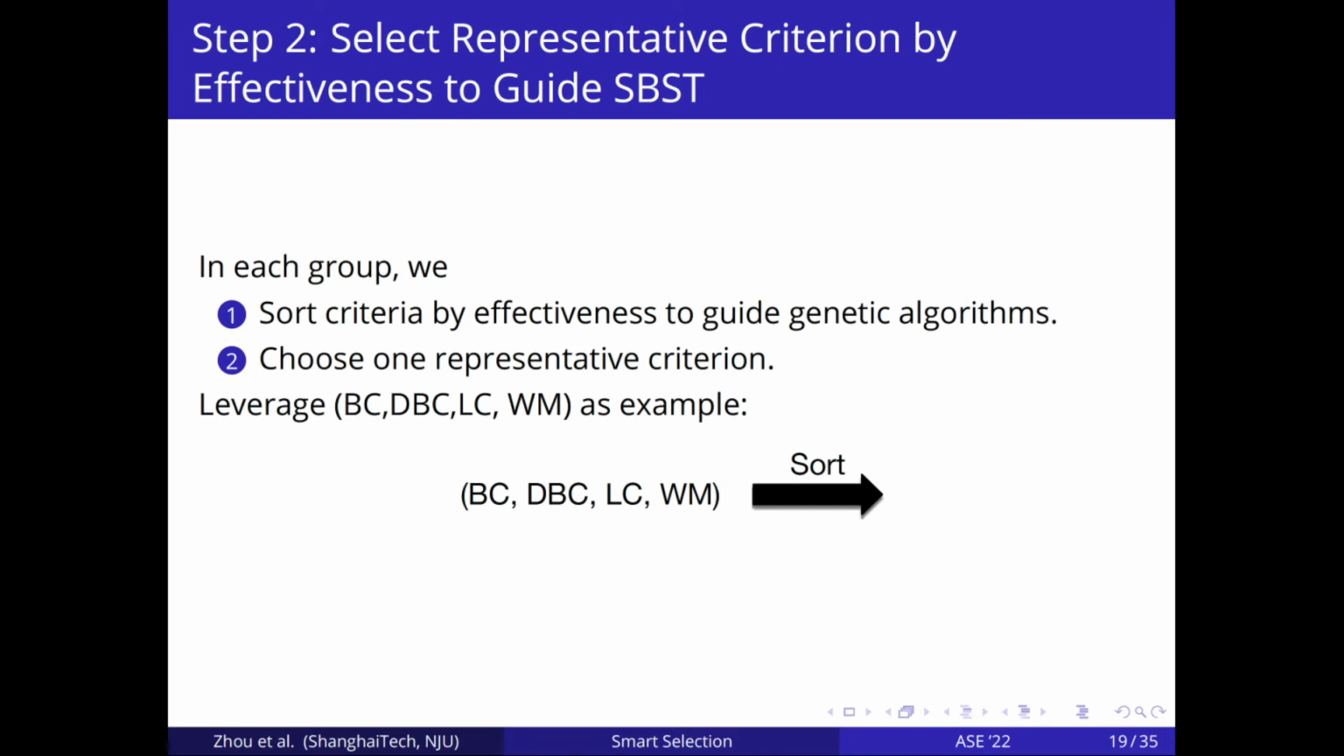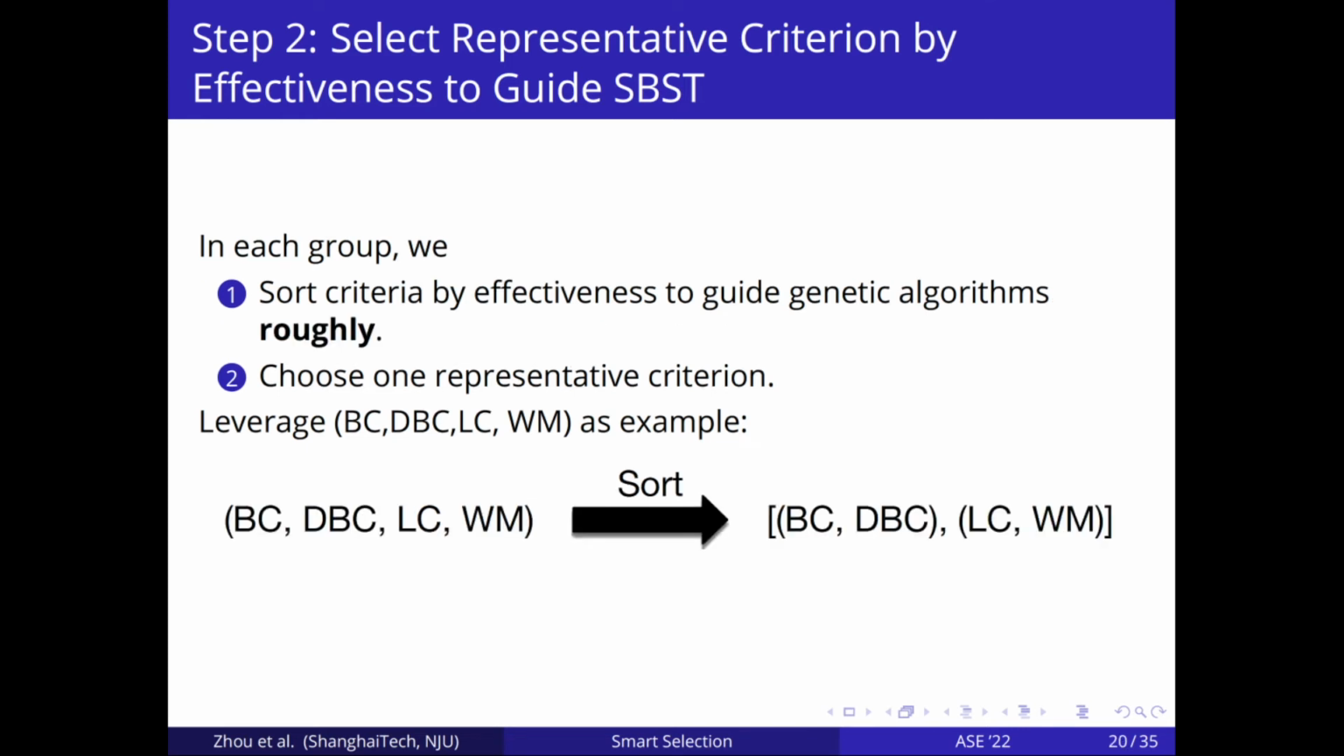In the second step, in each group, we sort criteria by their effectiveness in guiding genetic algorithms, then select a representative criterion. We leverage the group branch coverage, direct branch coverage, line coverage, and weak mutation as an example to show the process. Comparing their fitness functions, we can sort them into 2 subgroups. Line coverage and weak mutation are worse than branch coverage and direct branch coverage. However, we cannot quantitatively sort the latter two, since they are two similar criteria, so our sorting is a rough version.